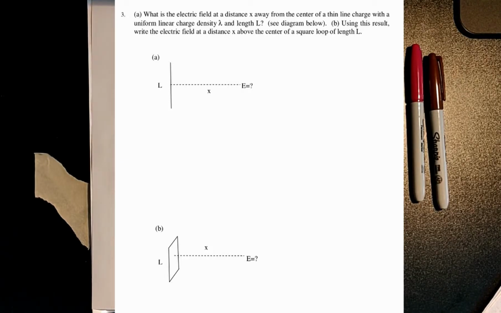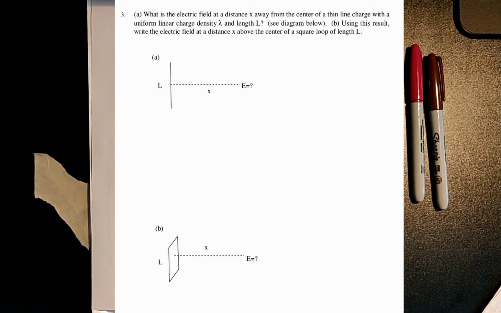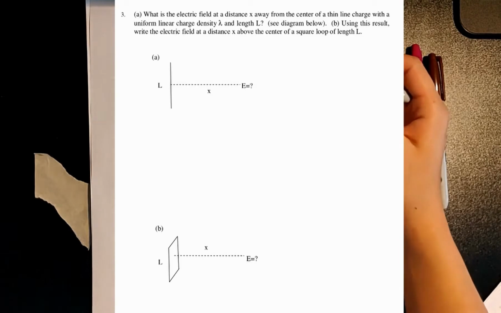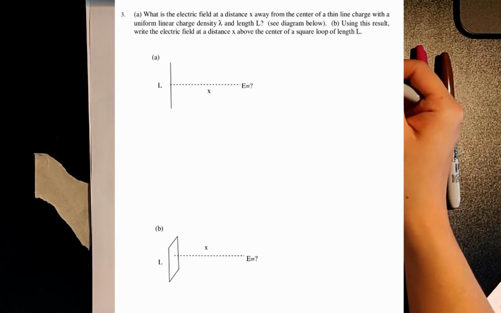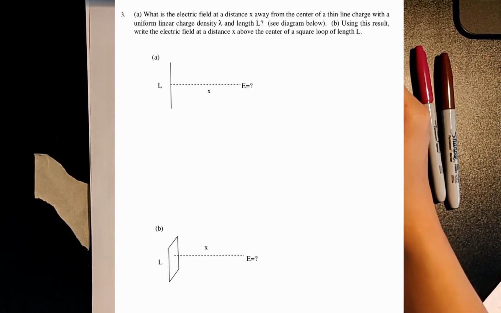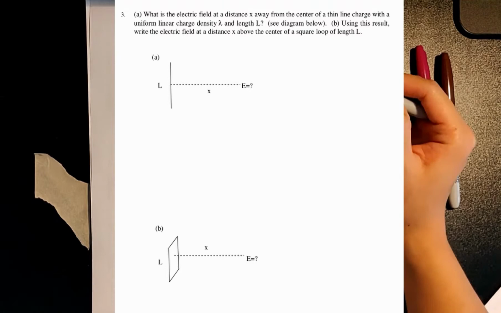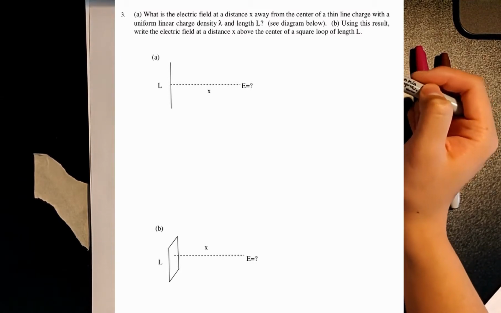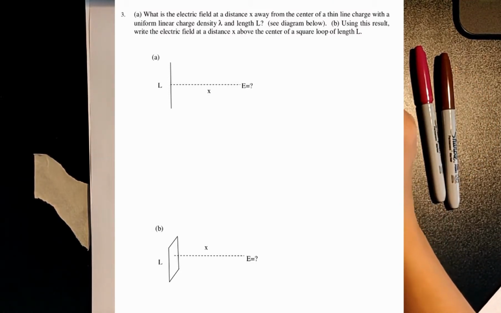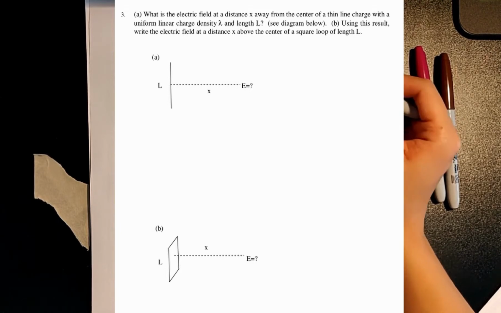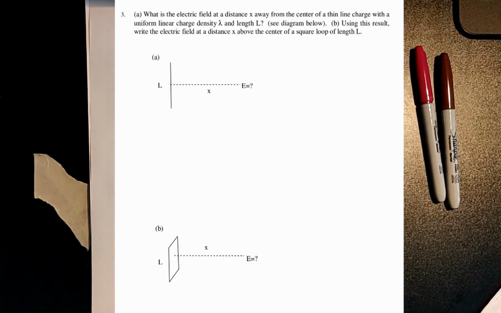So today I will be doing 2.3 of the electrostatics homework number 1, and the problem is as follows. What is the electric field at a distance x away from the center of a thin line charge with a uniform linear charge density lambda and length L? See diagram below, which is part A. And in part B, using the result, write the electric field at a distance x above the center of a square loop of length L.